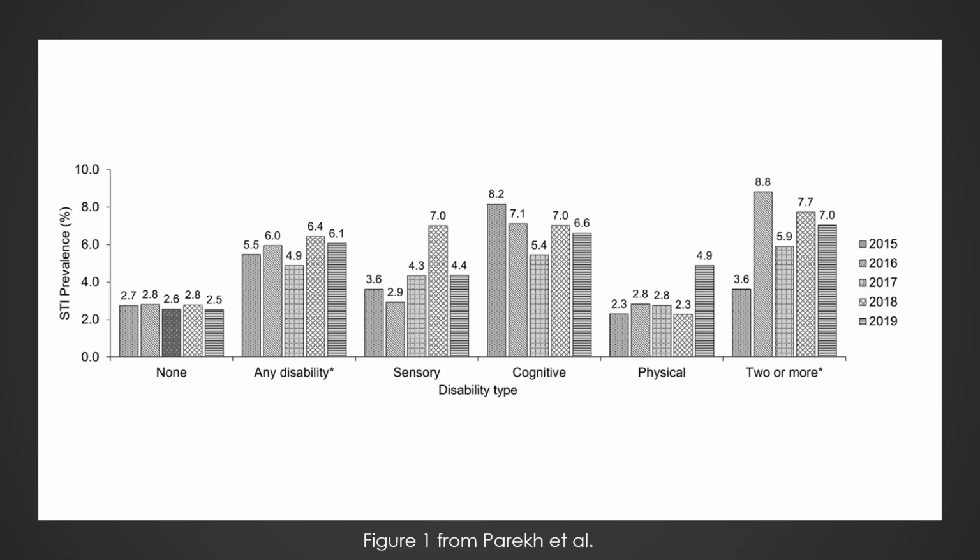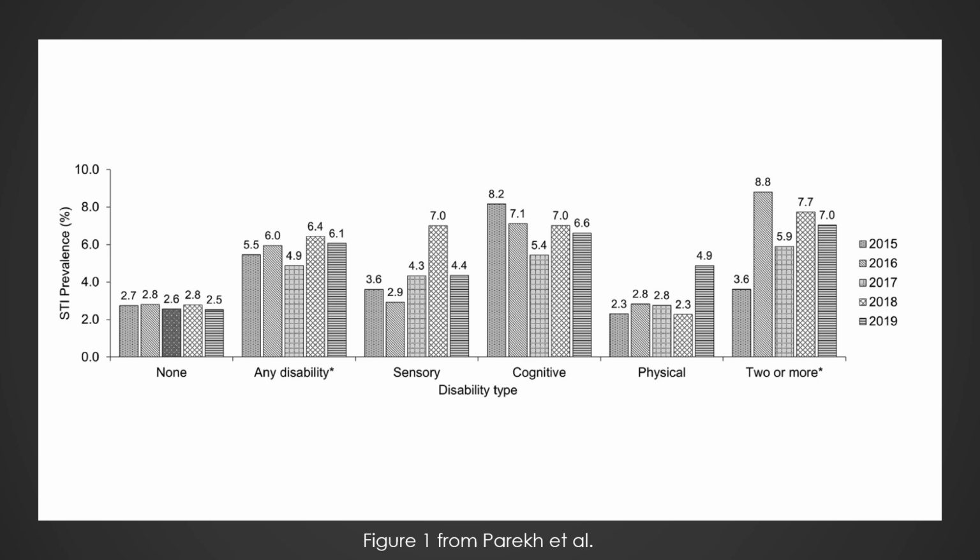This is a bar graph showing the prevalence of STIs among women with different types of disabilities or none per year over the course of the years 2015 to 2019. As you see, disability is associated with increased prevalence of STIs. Though comparison varies between individual years, overall, women with cognitive disabilities had the highest rate of infection at approximately 6.9% per year. Women with 2 or more disabilities had the second highest infection rate, with an average of 6.6% STI prevalence per year.